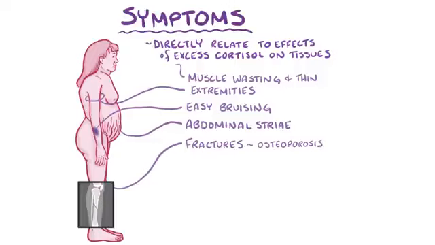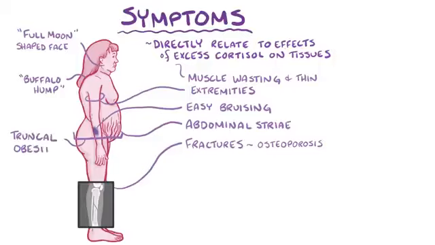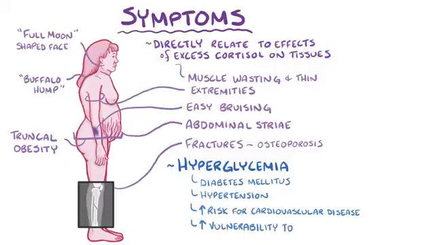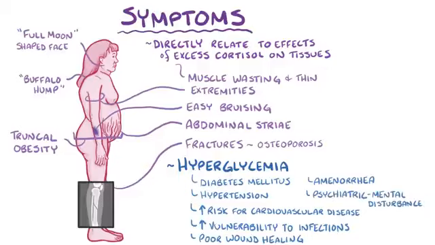So classic findings include a round, full moon-shaped face, a buffalo hump, which is a fatty hump on the upper back, and truncal obesity, where fat gathers around the abdomen and trunk rather than in the limbs. Finally, excess cortisol causes hyperglycemia, or high blood sugar levels, that can progress to diabetes mellitus, hypertension, or increased blood pressure, along with a high risk for cardiovascular disease, as well as increased vulnerability to infections, poor wound healing, amenorrhea or absent menstrual bleeding, and psychiatric or mental disturbances.